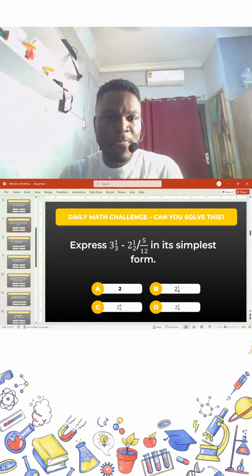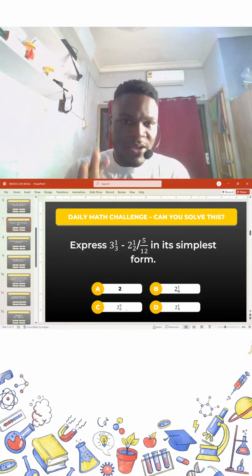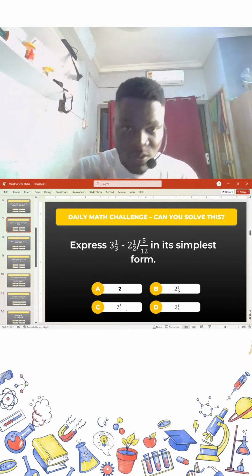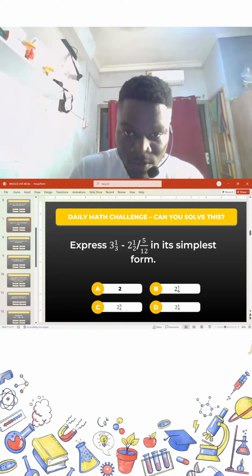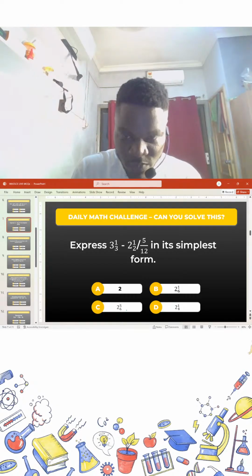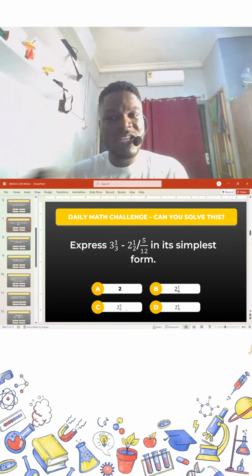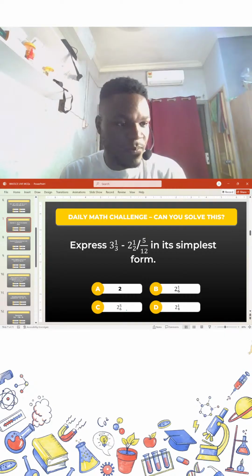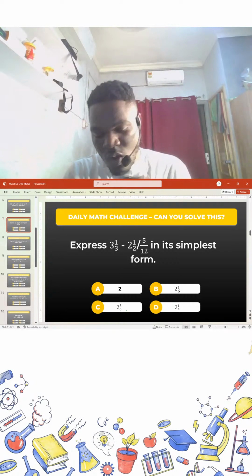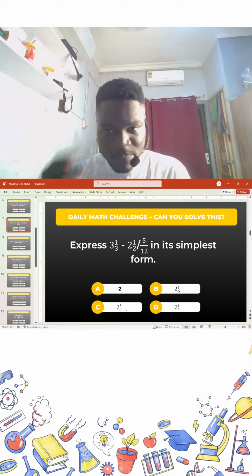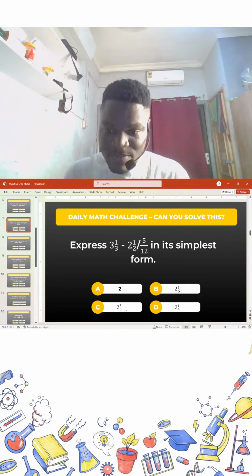So I have here, express. Now, mind you, this is like a ratio. So express 3 whole number 1 over 3 minus 2 whole number 1 over 2, all at the numerator side, all divided by 5 over 12. Okay, and we are to express this in its simplest form. So we are to express 3 whole number 1 over 3 minus 2 whole number 1 over 2, all divided by 5 over 12 in its simplest form.